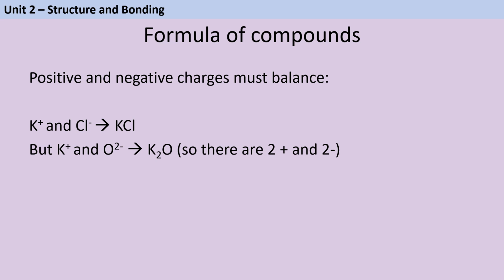But if we have potassium oxide, which contains potassium positive ions, and oxide 2- ions, there's some extra negativity there, so they wouldn't balance. We've got 2 minuses to 1 plus. So the way that we solve that, we can't change the formula of the ions because that's based on where they are in the periodic table. But what we can do is have more or fewer of them. So in order to give me the same number of positive charges as negative charges, I would use 2 potassium ions, so then it becomes K2O.